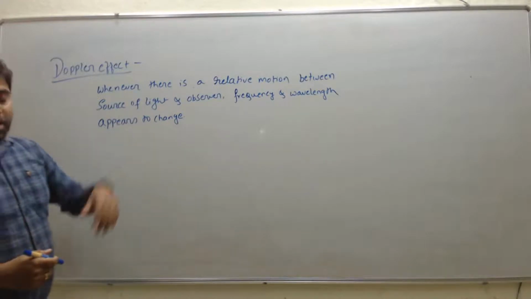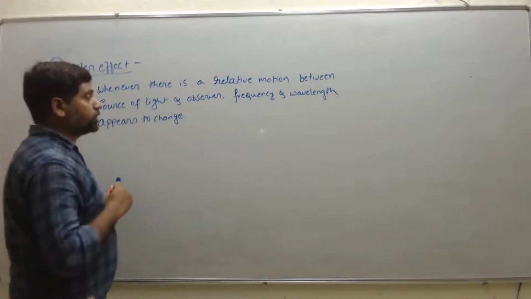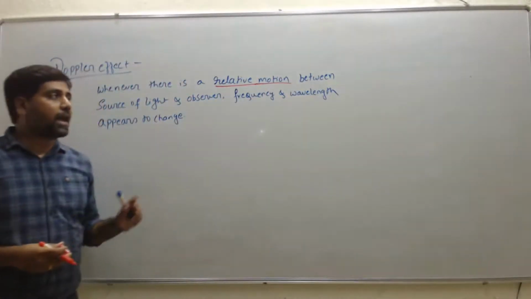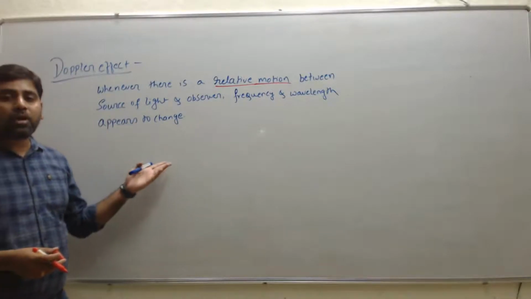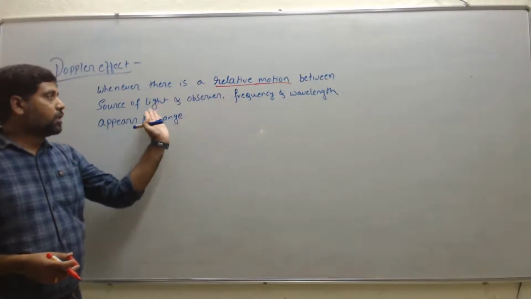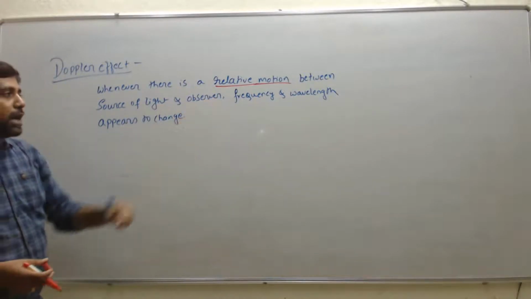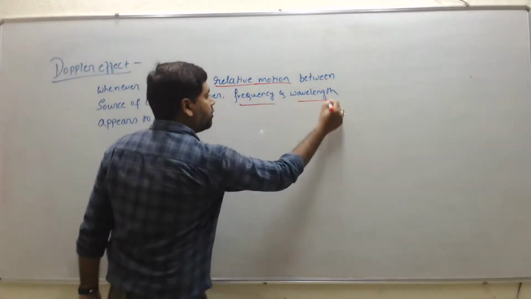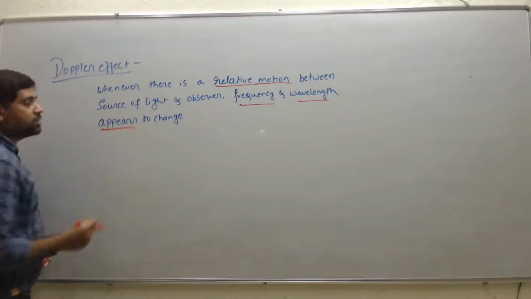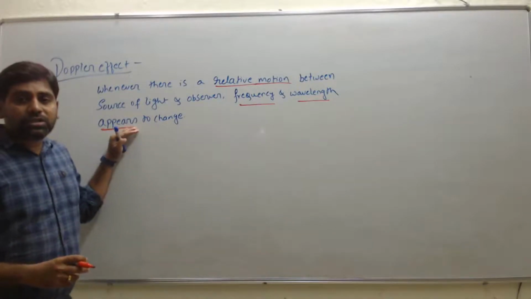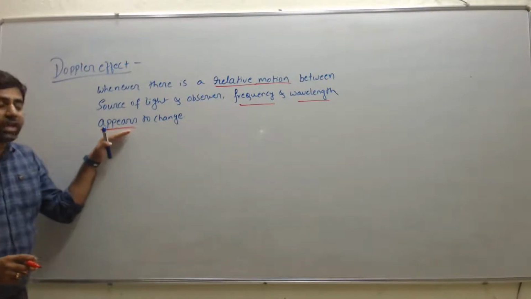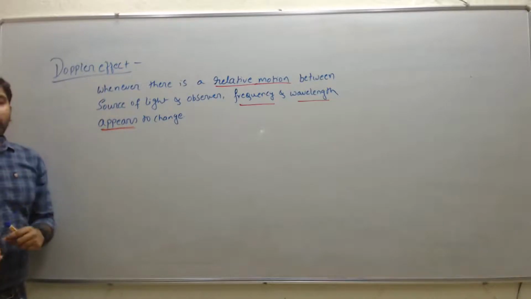So here the main points are the relative motion, that is the motion between the observer and the source of light. Either one may be stationary or both are moving. That one we call relative motion between the source of light and the observer. Here the frequency and wavelength appear to change. Actually they do not change, they only appear to change. Actually the values are not changing. It may appear like a change. So this effect we call the Doppler effect.